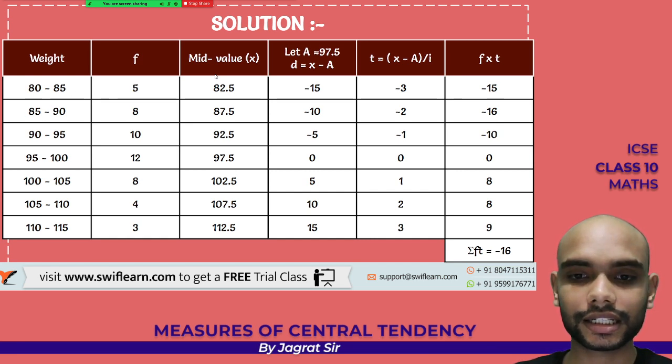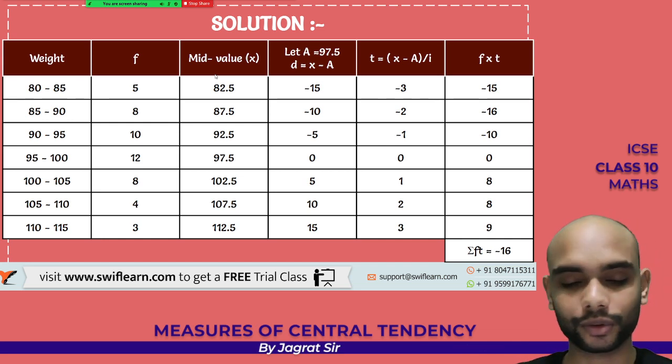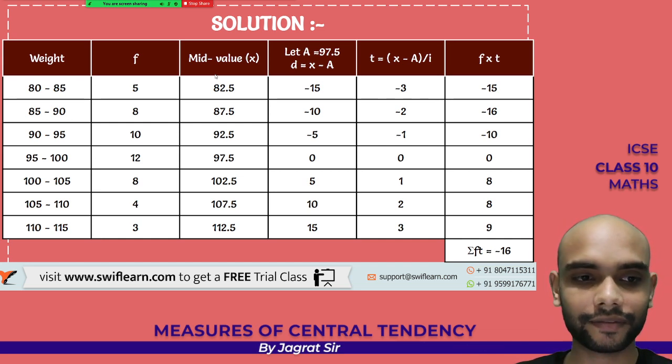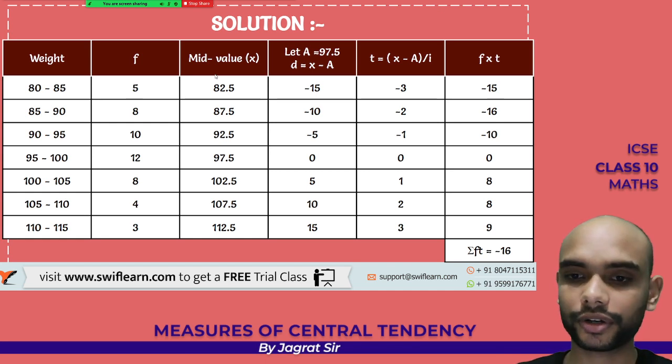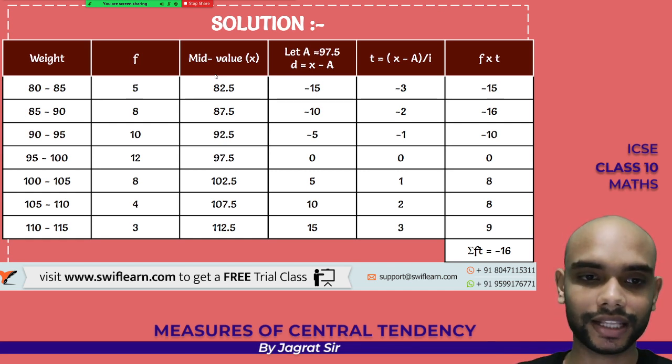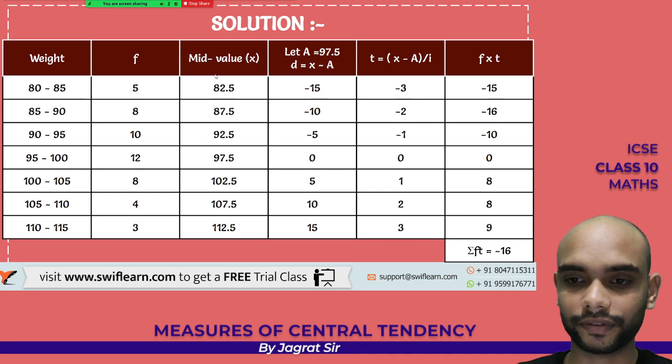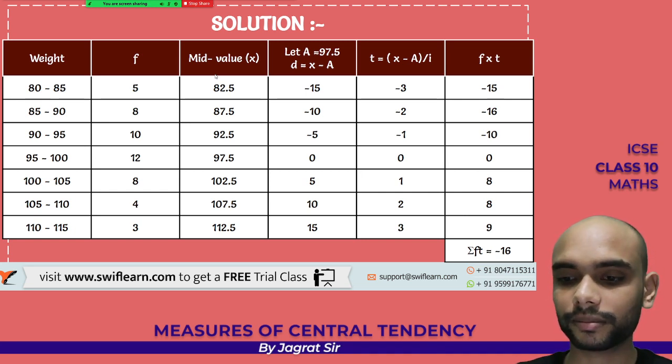Still, the numbers are bigger. Suppose we don't know the table of 15 times 5 and don't want to do it, so we find the class size, 85 minus 80, which is 5. We will divide all of these numbers by 5, the class interval, that is I. So 5 times 3, 5 times 2, 5 times 1, giving 3, 2, 1. Now the numbers are much smaller, so now you can multiply this t with f. 5 times 3 is 15. See how much smaller numbers you're getting in the end.